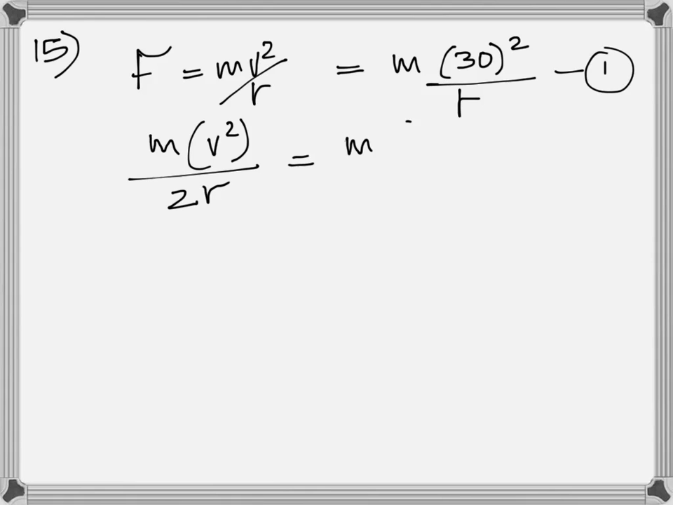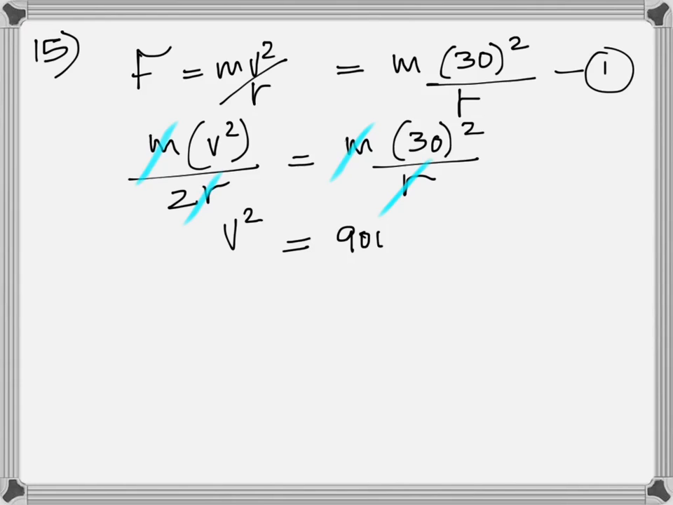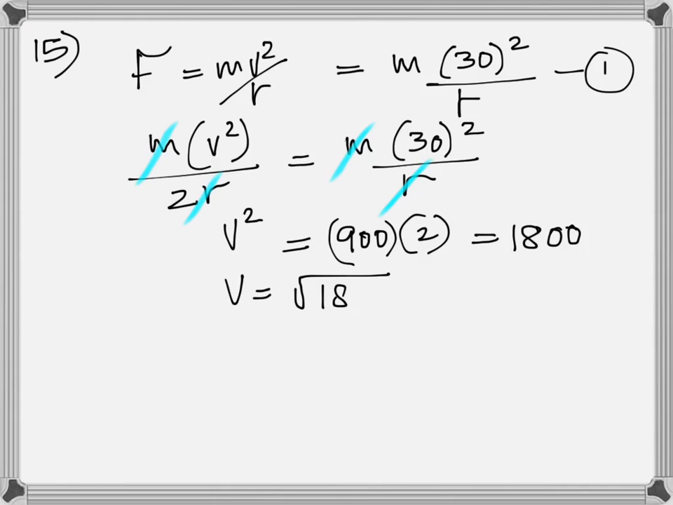And next time the radius is twice, isn't it? So you put it as 2r. You know it's the same force, so you equate them, cancel the mass and the radius, and you get velocity squared is 30 squared, which is 900, times 2, 1800. Take the square root of 1800 and you have your answer. 42.4 kilometer per hour.